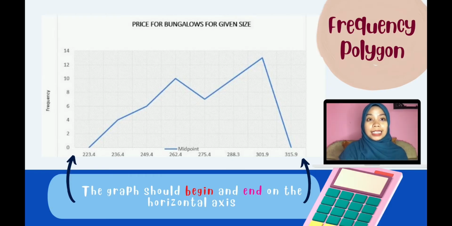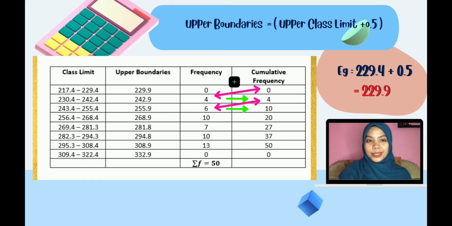As you can see in the slide, this is the frequency polygon graph, and the horizontal scale is the midpoint of the data, and the vertical scale is the frequency of the class. The next part is the ogive graph, and because of that we have to add upper boundaries and cumulative frequency to the data.